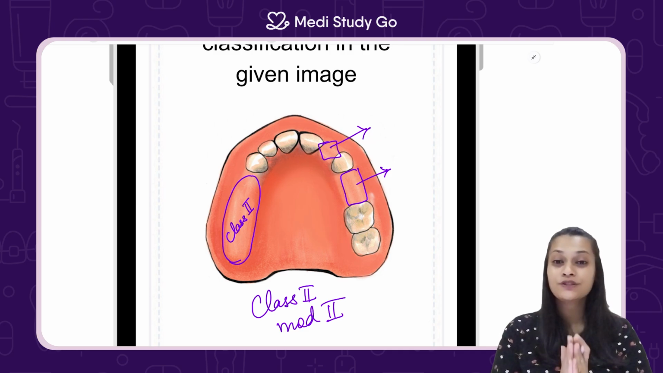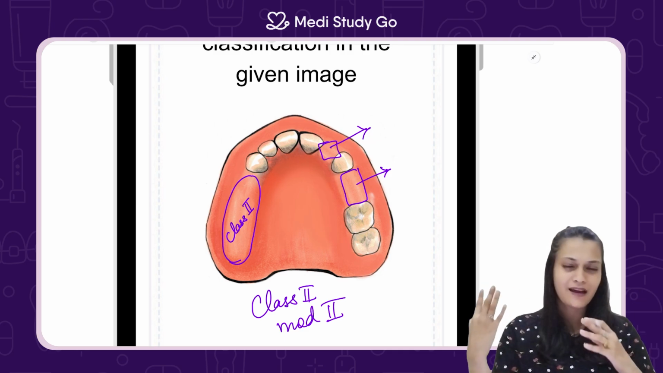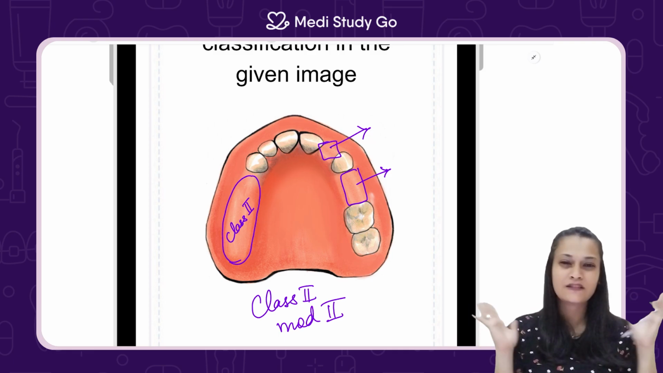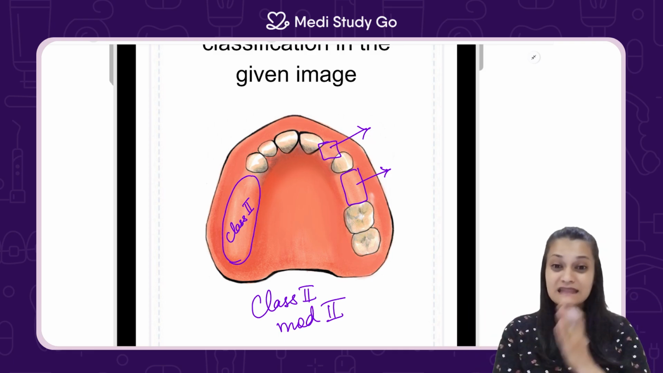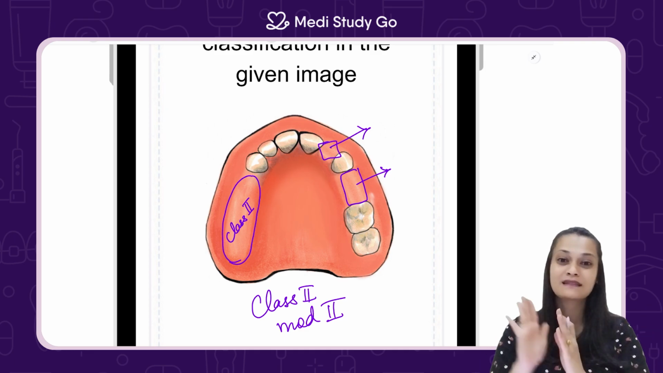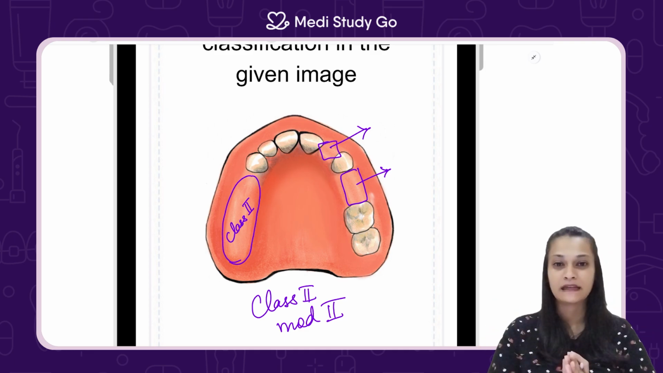Now what I want you to do is gather n number of images from any source and sit down and start classifying using this Kennedy's classification and Applegate's rule.